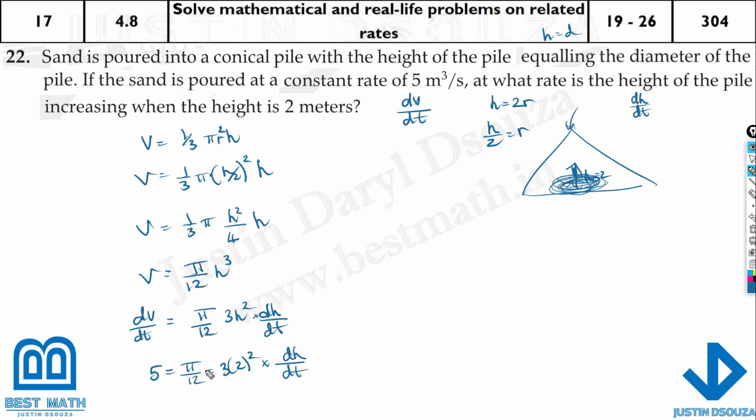We'll just take it to the other side. Simplify how much you can. Here, how much is this? It's 2 squared, 4 times 3 is 12, and this cancels off with this. So just pi goes to the other side.